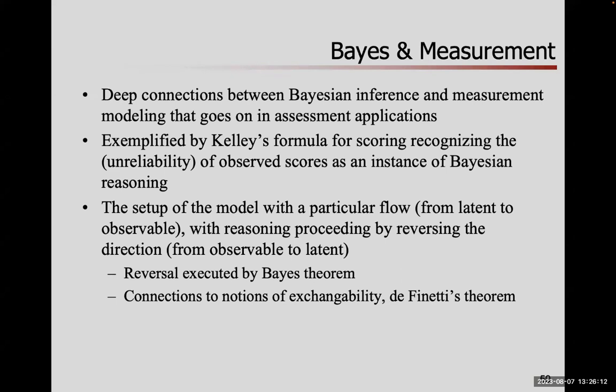There are deep connections between Bayesian inference and measurement modeling. One that I've just mentioned was the connection to Kelly's formula for scoring in classical test theory. There are others as well. What I'd like to leave you with in this regard is that notion of we set up a model a particular way, from parameters down to data. You've been doing that your whole statistical life in some way, shape, or form. We then reason by reversing that flow from data back to parameters. What is the mechanism for reversing that? Bayes' theorem. There are other connections. If folks are interested, happy to talk about things like exchangeability theorems and so on like that.